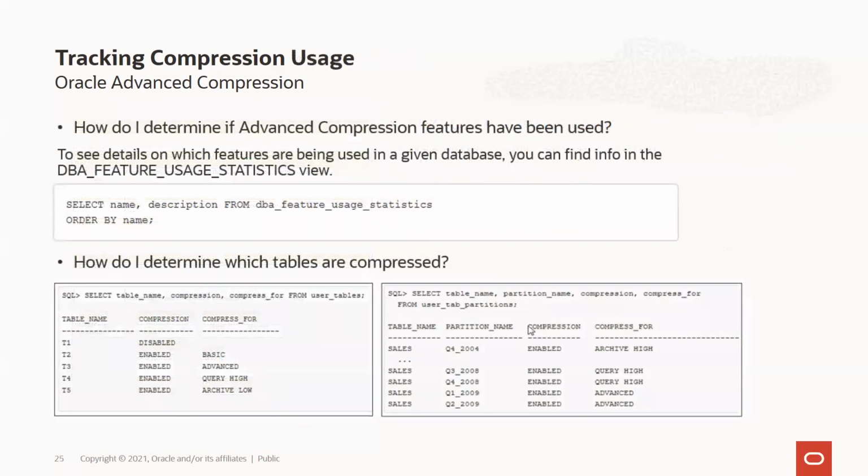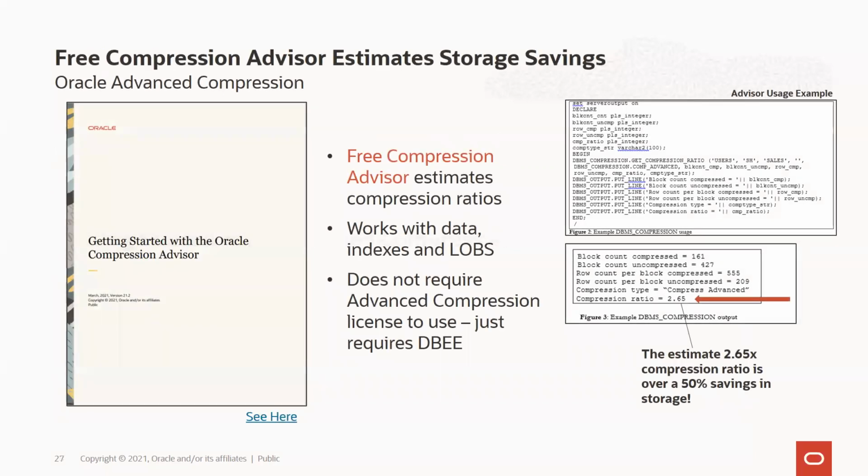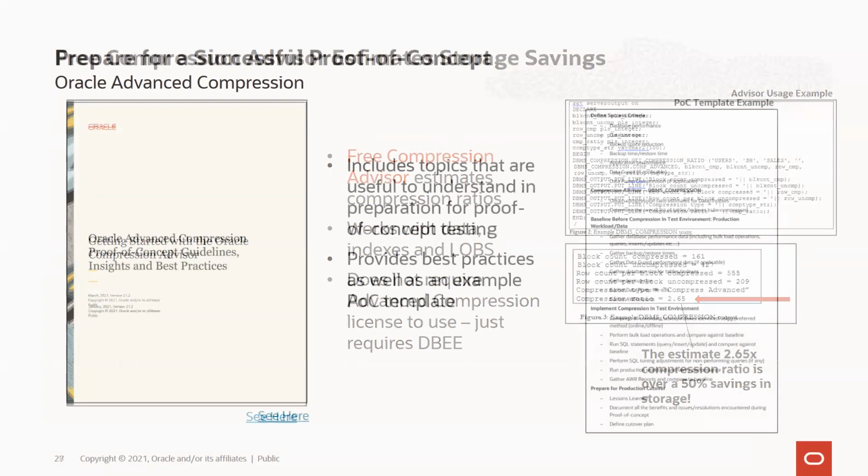Those are some simple ways to determine if you're using any of the advanced compression features, and also to determine which tables are compressed. I'm hoping these slides are available afterwards, but if not, I can definitely make them available to you. There's a great white paper available on oracle.com. It talks about getting started with advanced compression. They talk about using Compression Advisor, which is a free tool that will go through and determine your compression ratios for you. It's free to use, does not require any licensing for advanced compression, just requires you to be on DBE. I'll point you to oracle.com at the end.